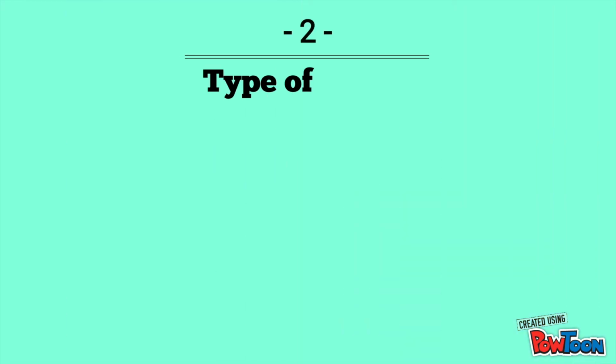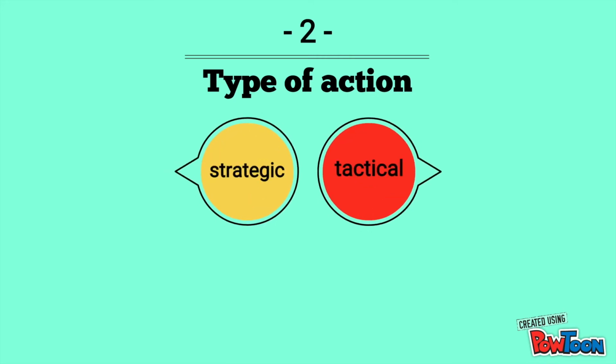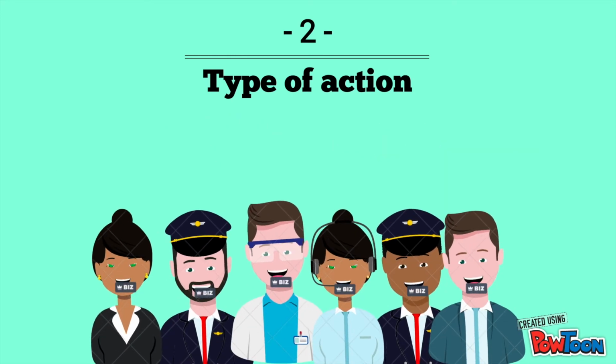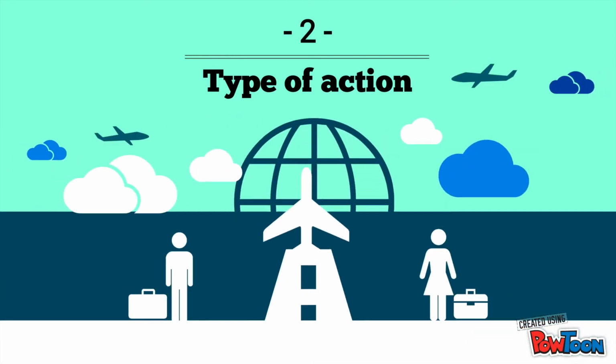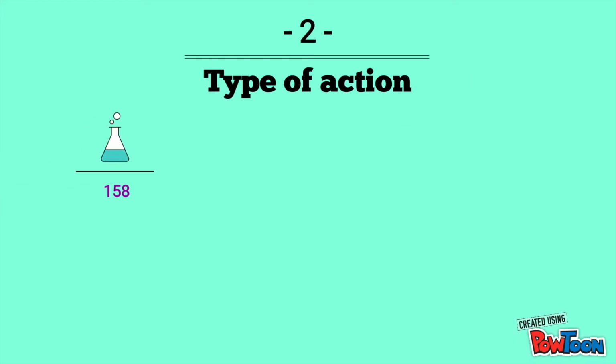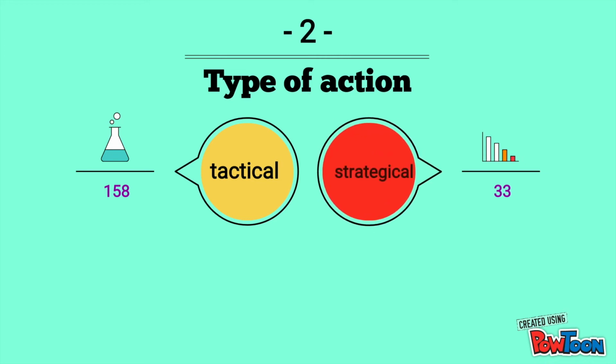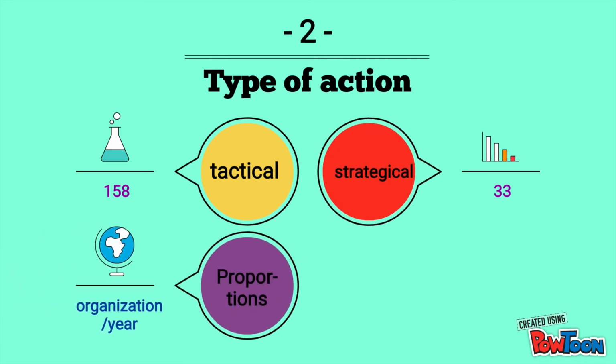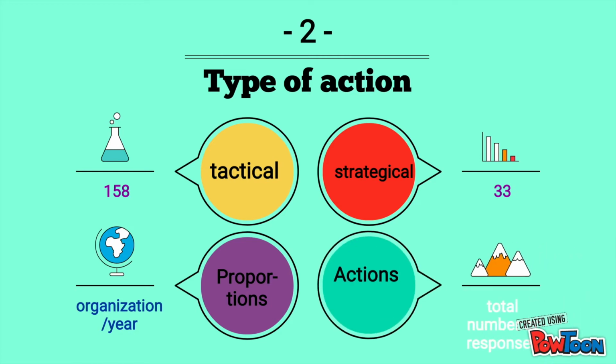Next, the measure of type of action. These different types of action were classified as strategic or tactical by 6 professors with expertise in the airline industry. The total of 158 tactical and 33 strategic actions then measured the proportions of the relative responses to strategic and tactical actions for each organization for each year.